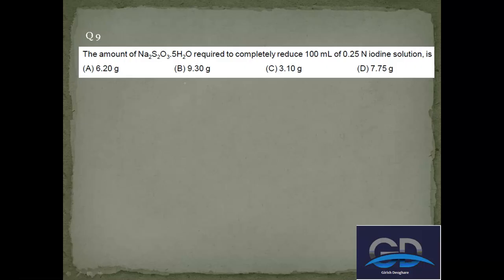Next, question number 9. The amount of Na2S2O3.5H2O required to completely reduce 100 ml of 0.25 normal iodine solution is. So we can use the law of equivalence, where we can say N1V1 is equal to N2V2. So equivalents of hypo, Na2S2O3, required would be equal to equivalents of iodine. That is how much? That is 100 into 0.25. Right, so the milliequivalents, that will be 25 milliequivalents.